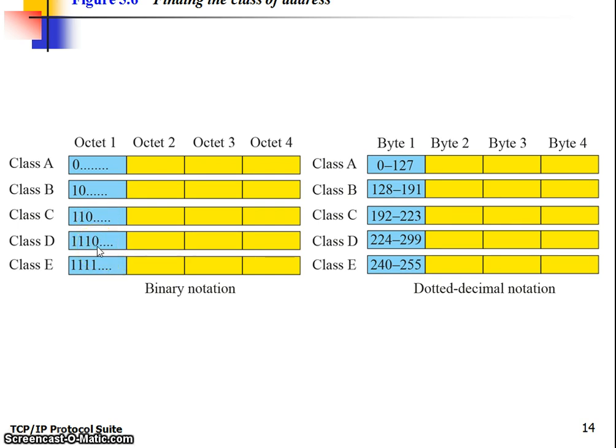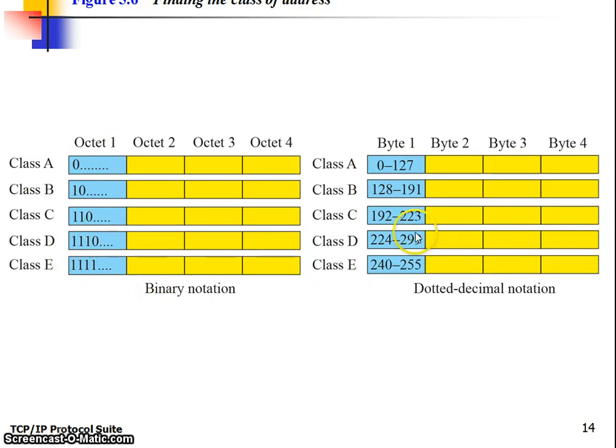For class D, it will start with 1 1 1 0, and finally if the first 4 bits of the first octet are 1 1 1 1, then it will be considered class E. So this is the standard format for binary notation.